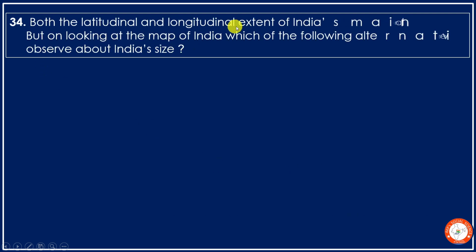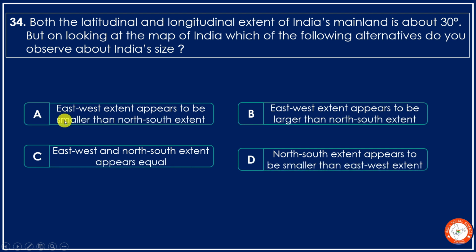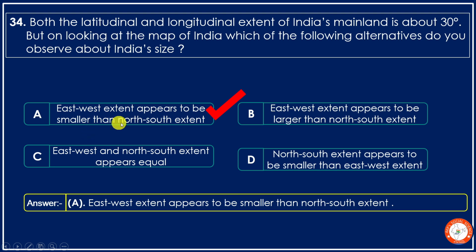Both the latitudinal and longitudinal extent of India's mainland is about 30 degree. But on looking at the map of India, which of the following alternatives do you observe about India's size? East-west extent appears to be smaller than north-south extent. East-west extent appears to be larger than north-south extent. East-west and north-south extent appears equal. North-south extent appears to be smaller than east-west extent. The correct answer is east-west extent appears to be smaller than north-south extent.